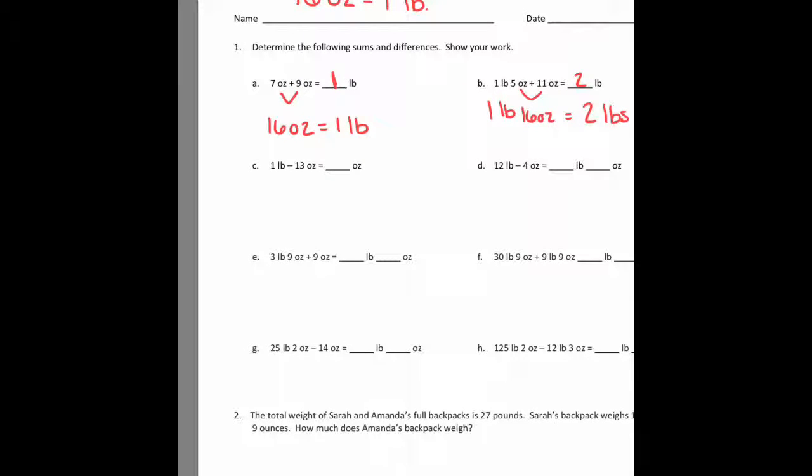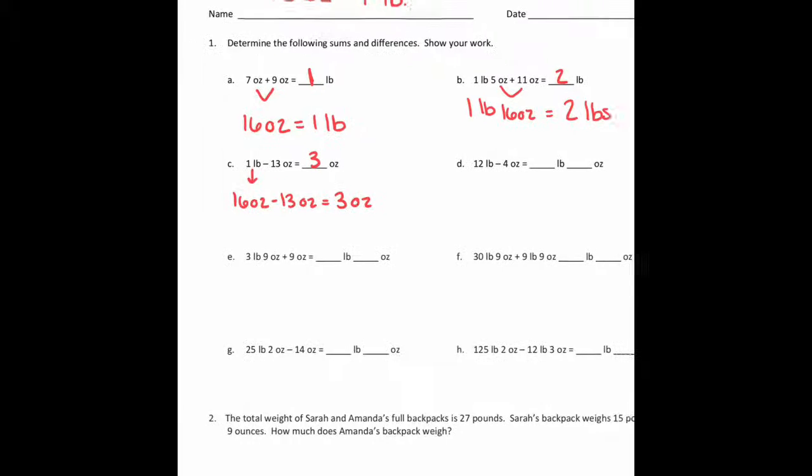On part C, we have 1 pound minus 13 ounces. Well, we can't subtract ounces where there's not any, so we're going to change 1 pound to 16 ounces. 16 ounces minus 13 ounces will give us 3 ounces left over.